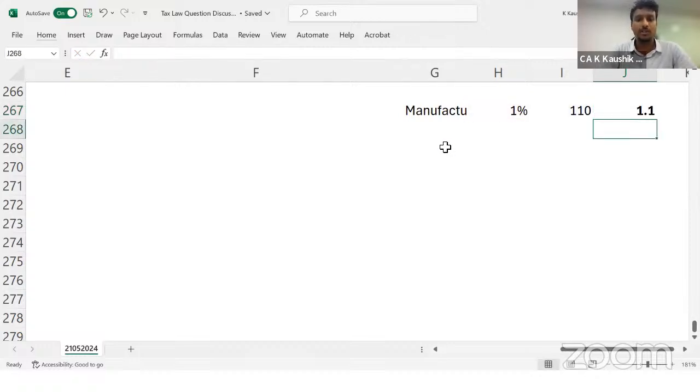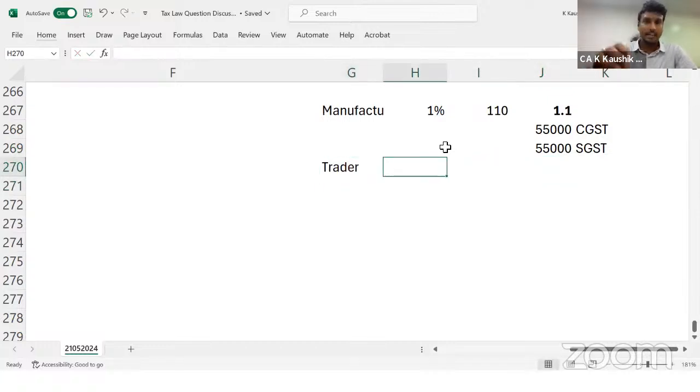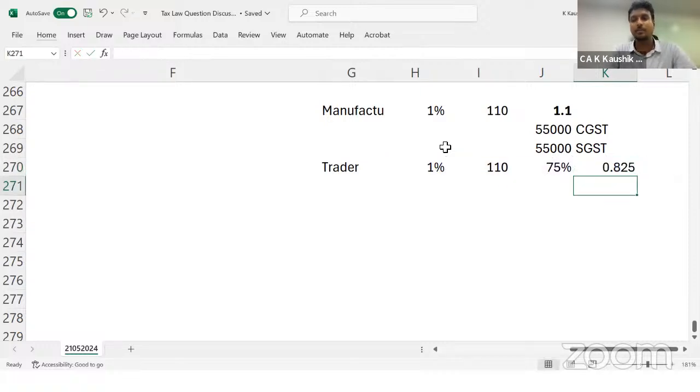That is 1,10,000, which is 55,000 CGST and 55,000 SGST. If he is a trader, he needs to pay 1% on taxable turnover. Of 110 lakhs, 75% is taxable. So 1% into 110 into 75% gives 0.825 lakhs.